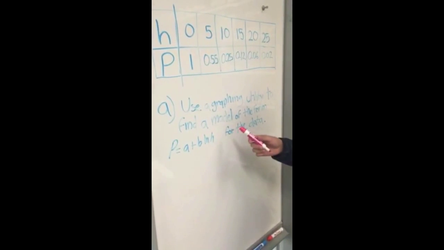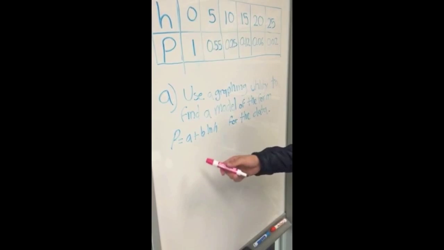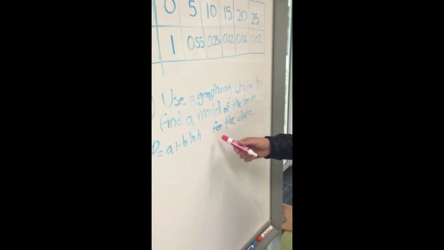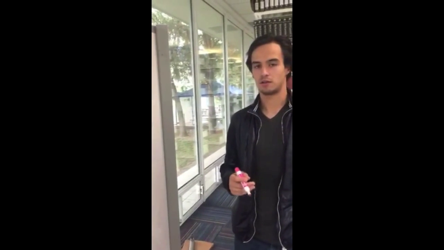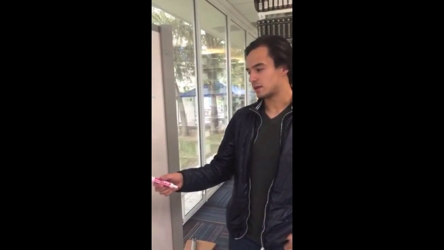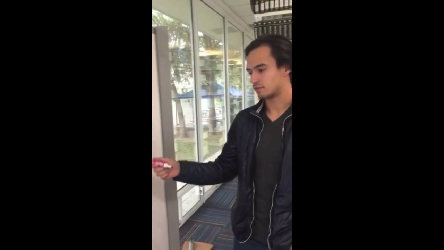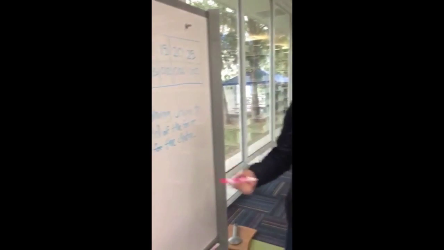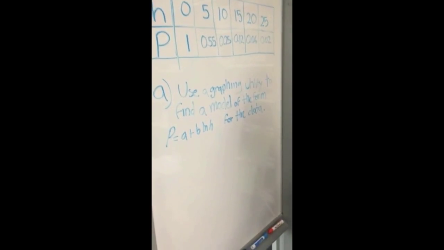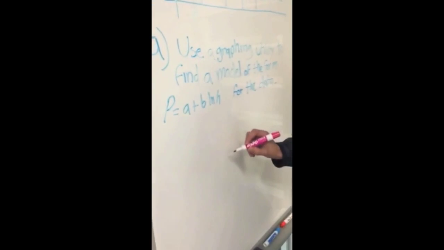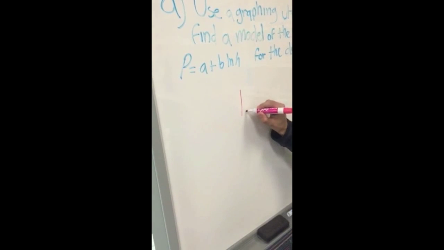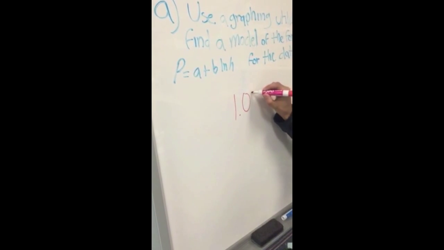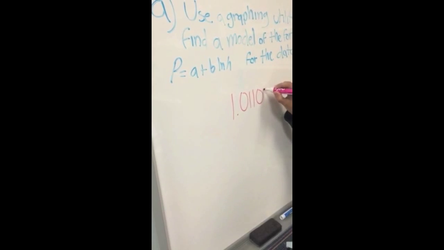A. Use a graphing utility to find a model of the form P equals A plus B ln H for the data. The graphing utility we used was Wolfram Alpha, and the model of the form P equals A plus B ln H that the page gave us was this equation, 1.012.